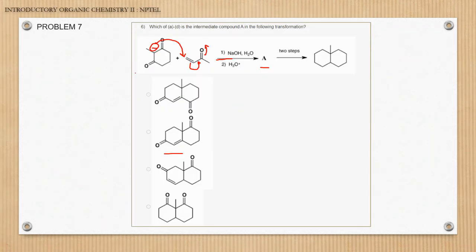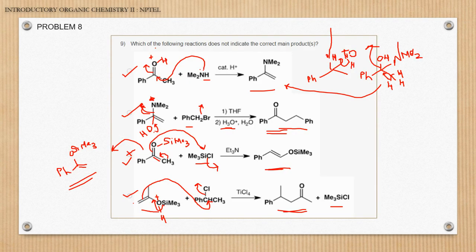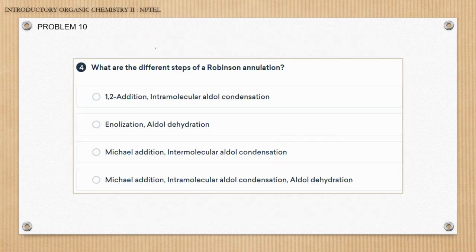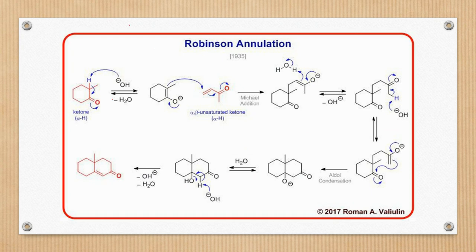This is also a Robinson annulation product. So here the base is abstracting the proton and after that nucleophilic attack is taking place. So basically this nucleophilic attack is a 1,4 addition which is happening. So it is known as Michael addition. So we have talked about that Michael addition is 1,4 addition to the alpha beta unsaturated ketone. So here 1,4 addition is happening. That is why we are saying that Michael addition is taking place.